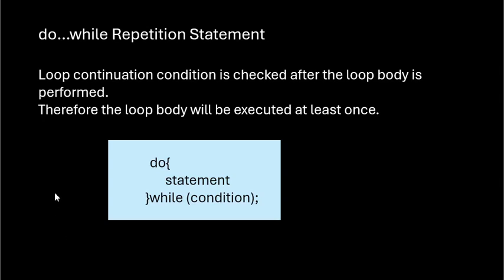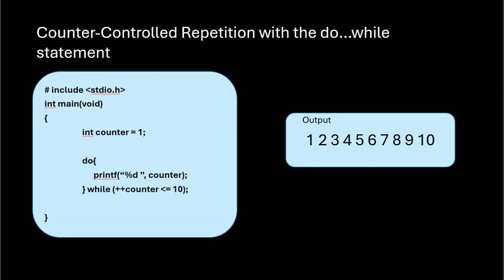Then let's go to do while repetition statement. Here, loop continuation condition is checked after the loop body is performed. Therefore, the loop body will be executed at least once. Here we check the condition after we run our code once inside this do while statement. We have an example on that one.